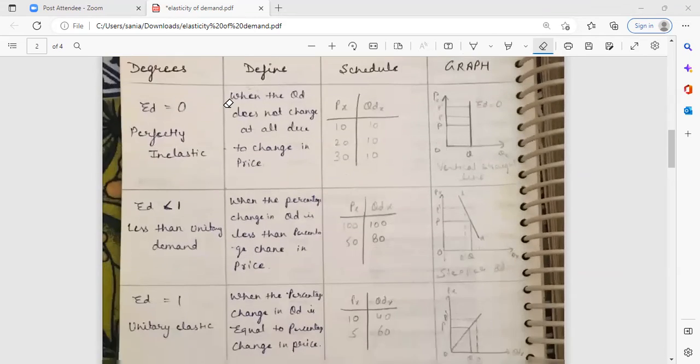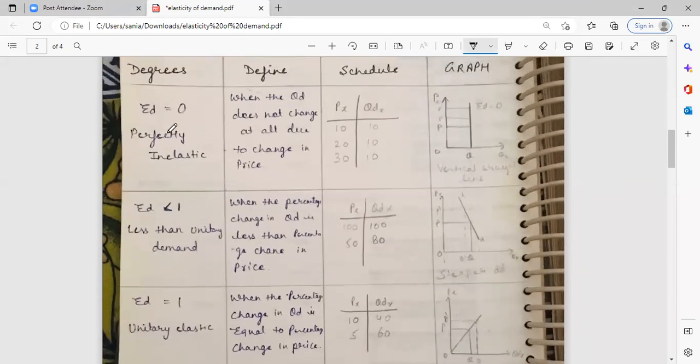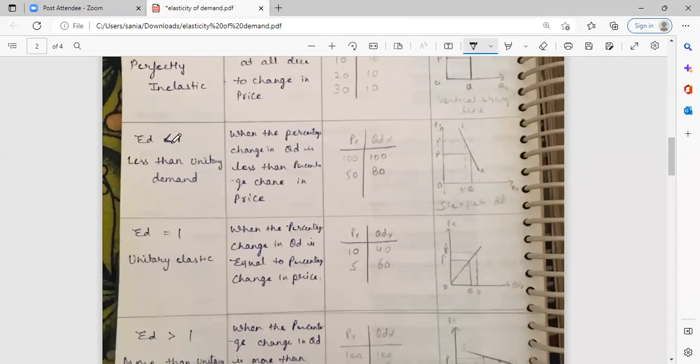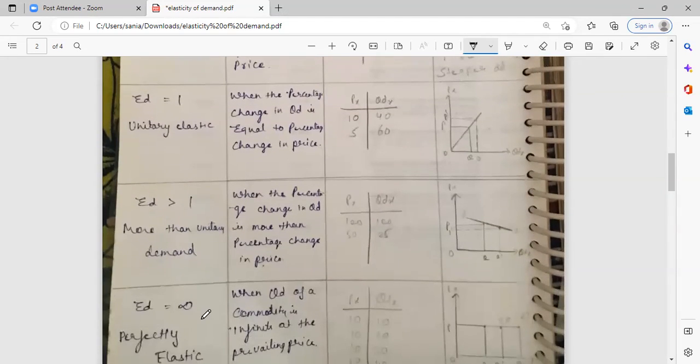So now let's come to the next one, which is basically the degree of price elasticity. Over here, whenever we see the degree, we have different degrees. One is zero, one is less than one, one is equal to one, one is more than one, and infinity.